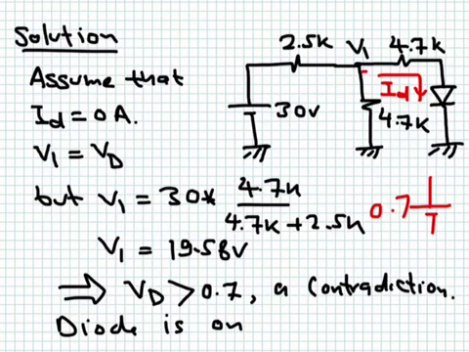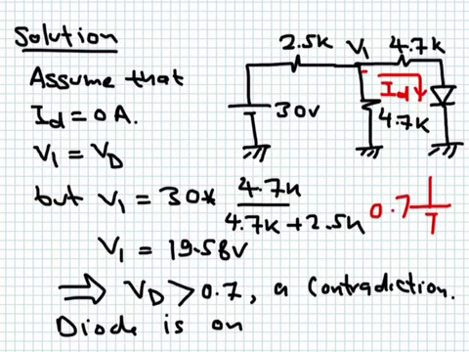Okay, so here is the circuit. I first assume that the diode current is 0, so there is no current flowing here. And if this is the case, then this is hanging in the air. This is not part of our circuit because there is no current here. This means that the diode voltage is equal to the voltage V1 because there is no drop across the 4.7K. Now what is V1? V1 is a voltage divider between 4.7K and 2.5K, so it's equal to 30 multiplied by 4.7K divided by 4.7K plus 2.5K. If you calculate this, you get 19.58 volts.